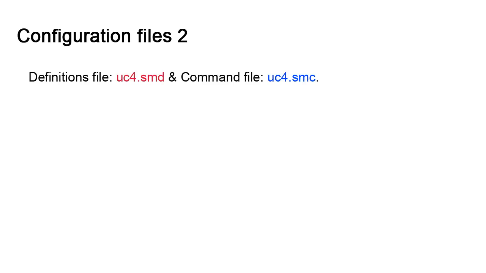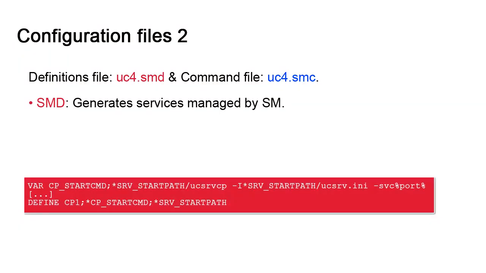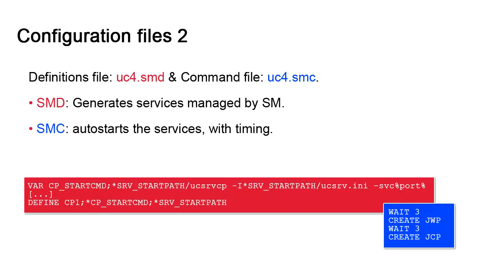Destination files are uc4.smd and SMC by default. The definitions file defines services based on information associated with the technical components, like executable and file path, for example. In the case of a server CP process, the SMD file defines a service based on the available information when Service Manager is started. The define command creates a service for that CP process, which means it can be controlled by Service Manager. The command file contains instructions for auto-starting services by ways of the create command. Pauses can be inserted between each service start with the wait command and a parameter in seconds.